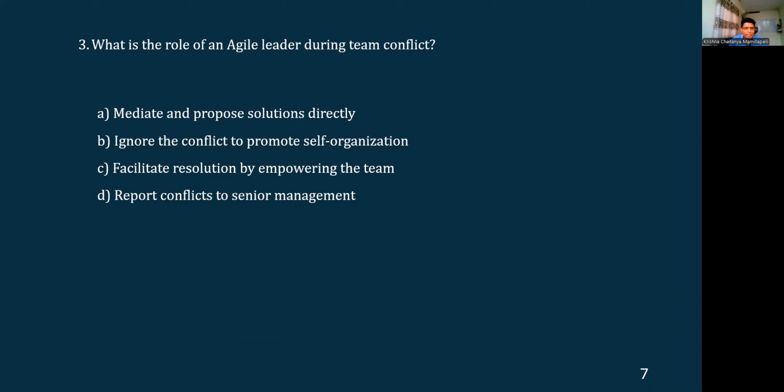Okay, first, mediate and propose solutions directly. So, which is absolutely not a right approach. We can eliminate that. The second option is ignore the conflict to promote self-organization. No, this is definitely not as per the Agile principles of an Agile leader. So, Agile leader should always put the team first and solve. Agile leader is there for the very purpose of solving any issues, any conflicts that are there within the team, not to promote self or ignore the team. So that's definitely a wrong answer. You can ignore that or eliminate that as well.